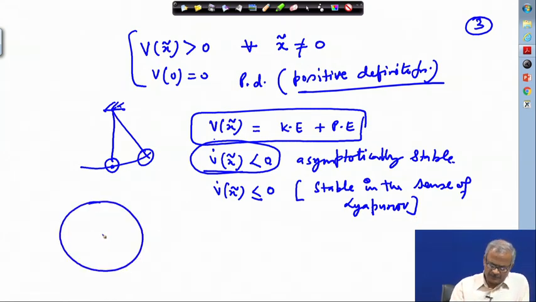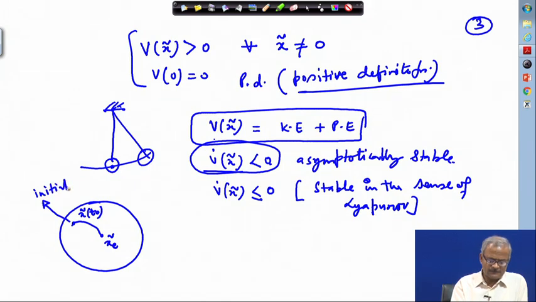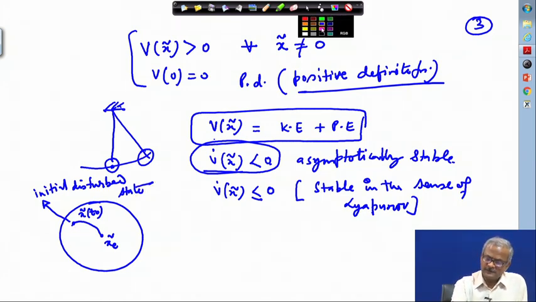If your equilibrium position is x̃_e, and you disturb the system from this position to this position, this is your x̃(t0), your initial state. Once you have disturbed the system to the initial state and you leave it, thereafter the system remains within a bound.